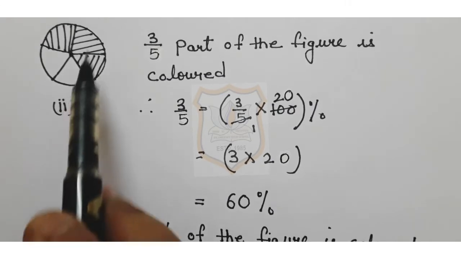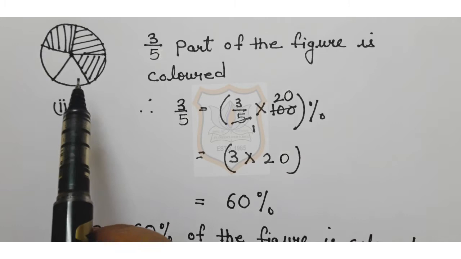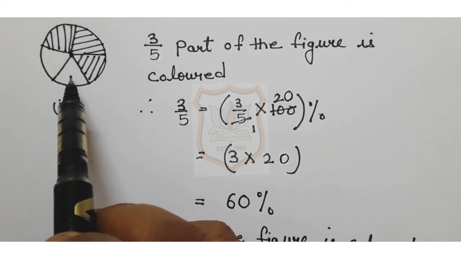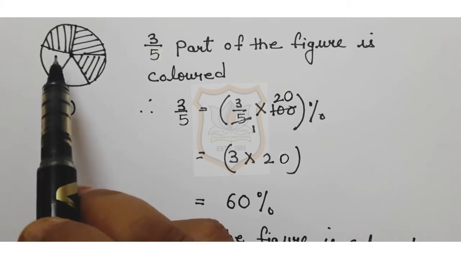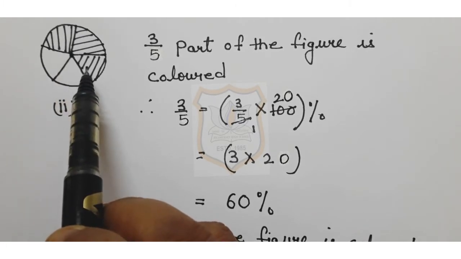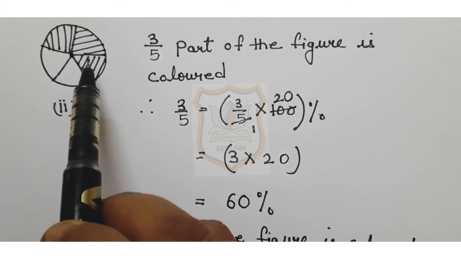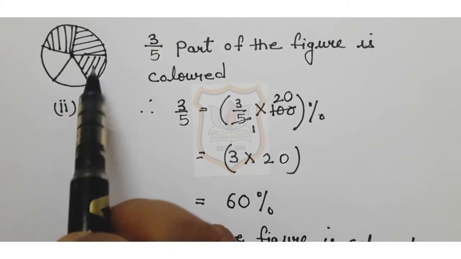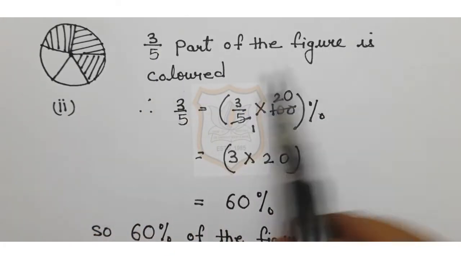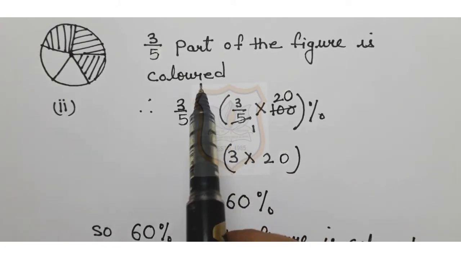In this second part, this is the figure given in the question. In this figure, the total number of parts are 1, 2, 3, 4 and 5. And out of these 5 parts, 3 parts are colored. So you have to find out how much part of this figure is colored. So 3 upon 5 part of the figure is colored and you have to convert this into percentage.